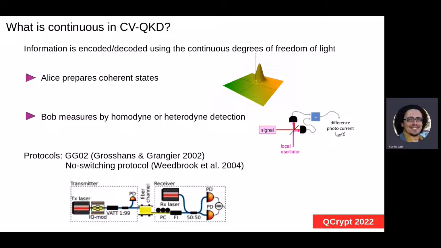The same, of course, is true for decoding, because the receiver Bob needs to access this continuous information, and he will use homodyne or heterodyne detection to measure the quadrature of the field. Examples of the protocols that use this setup are GG02 by Grosshans and Grangier, 2002, and the no-switching protocol of Weedbrook and others of 2004.